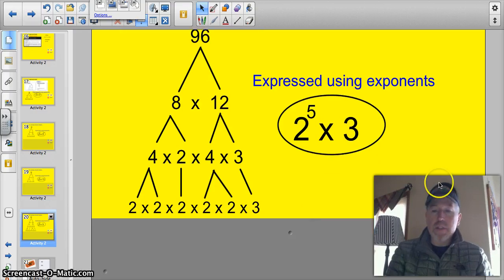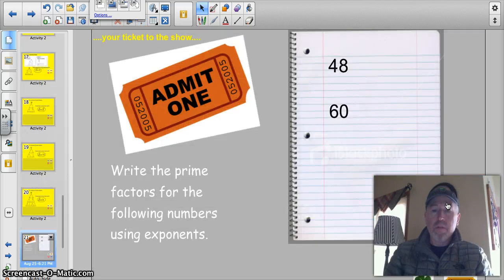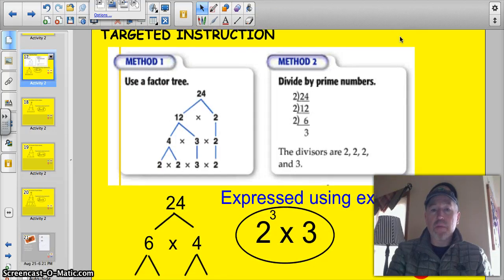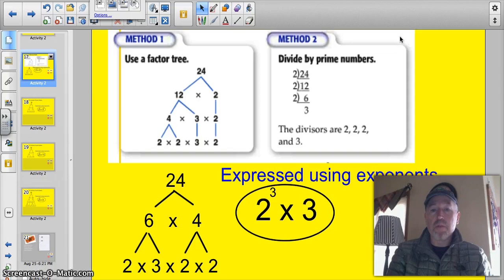All right, let's do the ticket to the show. Here you go. Yeah, you guessed it, Chester. Write the prime factors for the following numbers using exponents. Go ahead and take a second to jot those 2 numbers down. All right, if you have any problems, go back and look at this slide right here, which will have those different methods. I'll put that up and I'll just pause it so you can take a look. I'm going to scroll down a little bit. Again, I like this method right here on the left-hand side.